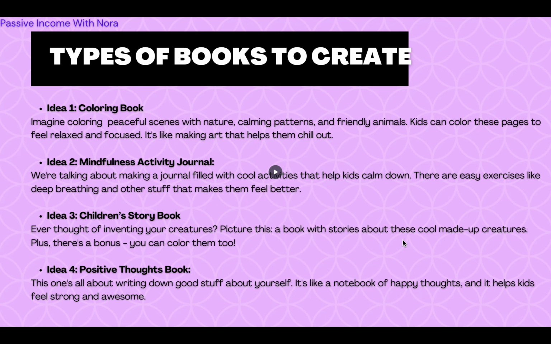Idea number 3 is to create a children's storybook. So for example, you can invent your own creatures. It would be a book with stories about creatures, or any sort of storybook of children having fun and being peaceful and chilling as well. And the storybook can also be part of a series. You'd have that children's storybook, part 2 of the series would be a coloring book, part 3 of the series would be an activity book, a workbook, and so forth.